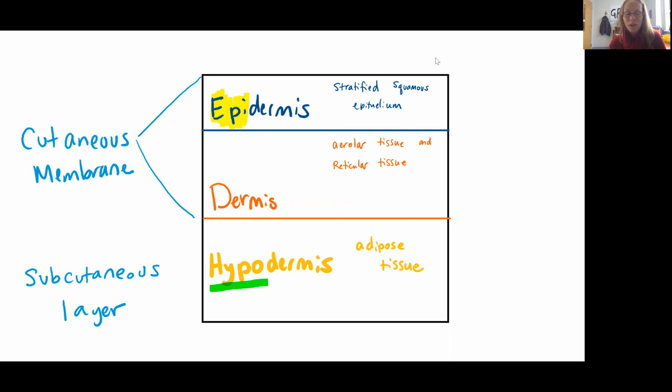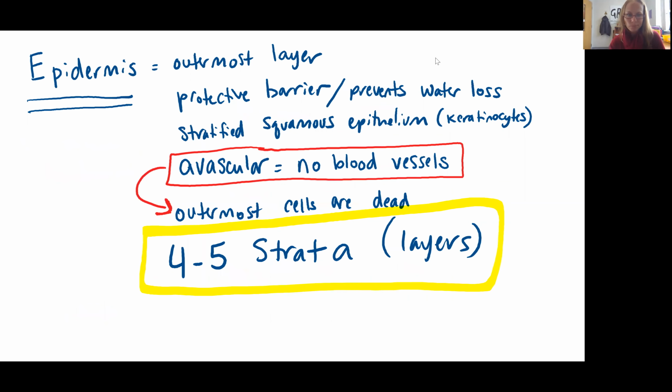Underneath the dermis, we have a layer which we can refer to either as the subcutaneous layer or the hypodermis. This is composed of adipose tissue. We will have a whole video just to discuss this particular layer. Remember, it's not part of the cutaneous membrane. Therefore, it's not really part of the integumentary system, but it is important for the health of the body. So we do need to talk about it here in this chapter.